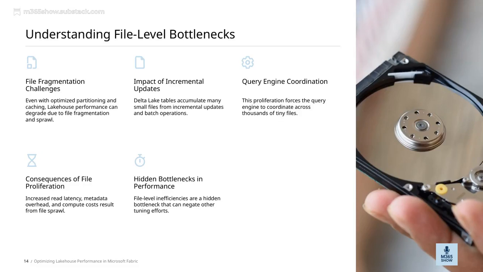This is especially true in Delta Lake tables, where incremental updates and batch operations tend to create many small files over time. Even when we try to optimize with partitioning and caching, file fragmentation and sprawl can still cause performance issues. The files become scattered, and the query engine has to work harder to piece everything together. So, understanding and addressing file-level inefficiencies is key to maintaining a high-performance Lakehouse environment.